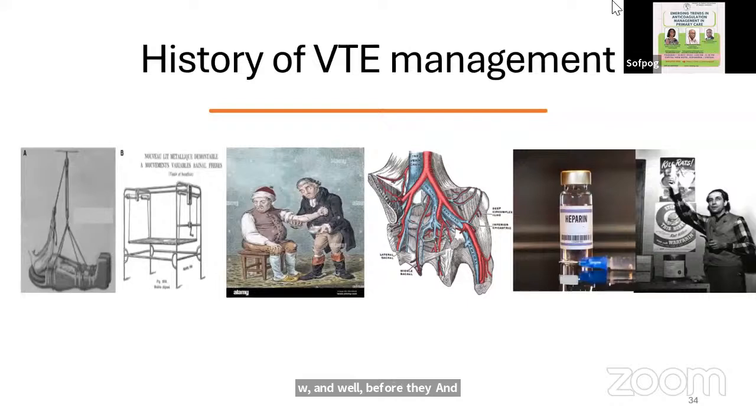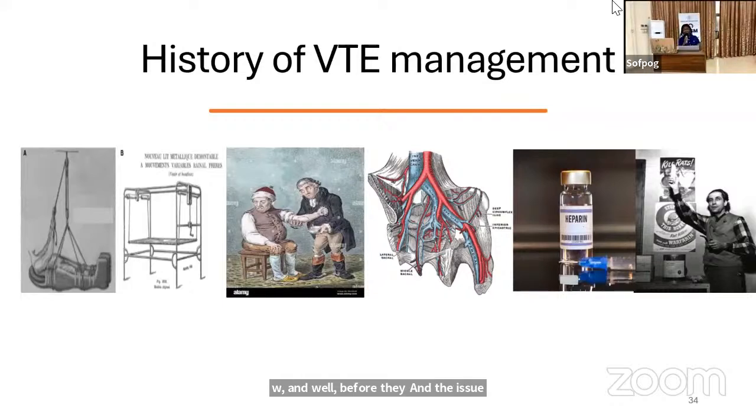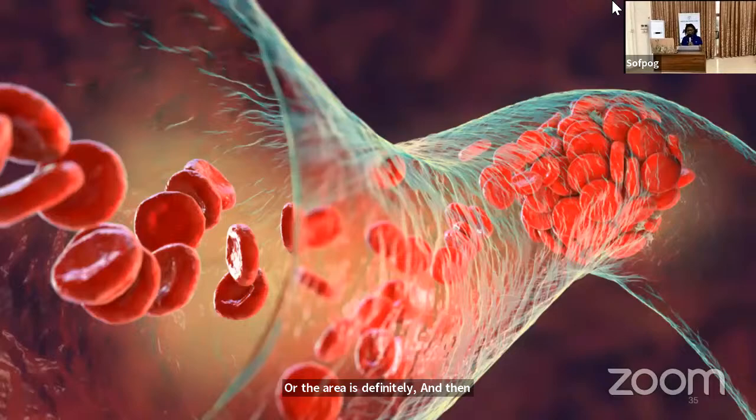And the history of DVT management has come a long way. The initial management was strict bed rest, because it was thought that once you move, you could embolize. And then bloodletting. And then surgeons decided that they would ligate the femoral vein or the iliac veins just to prevent propagation of the clot or embolization, which is quite simple. And then heparin was discovered and more.